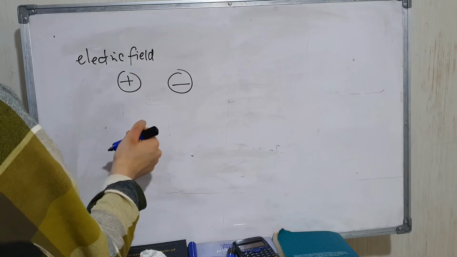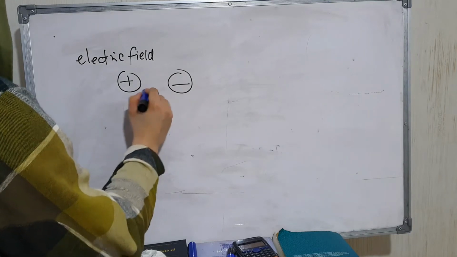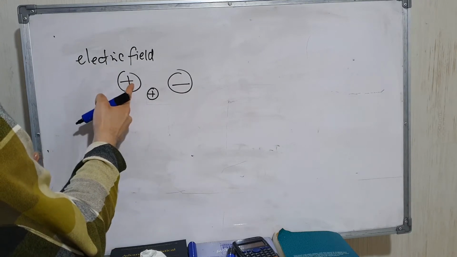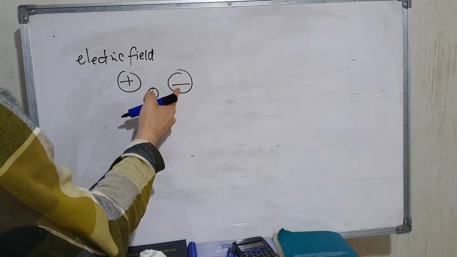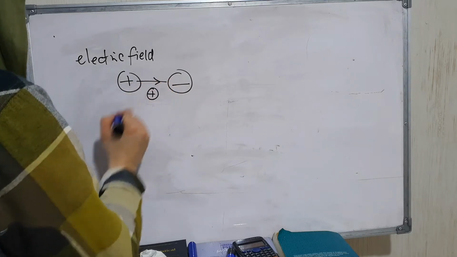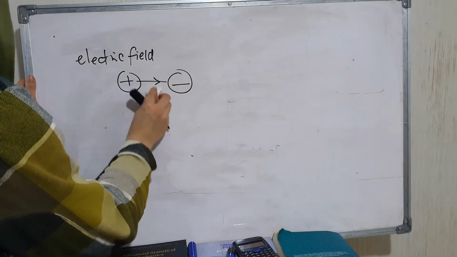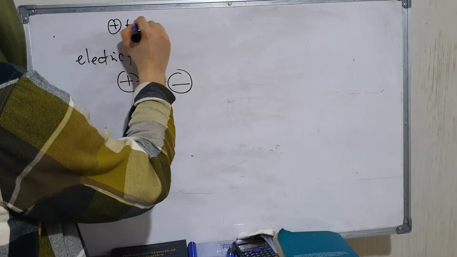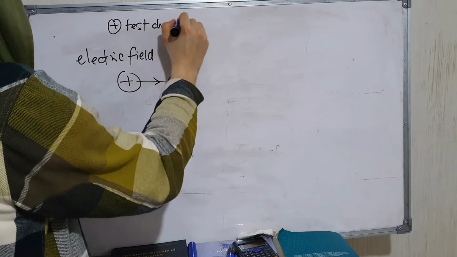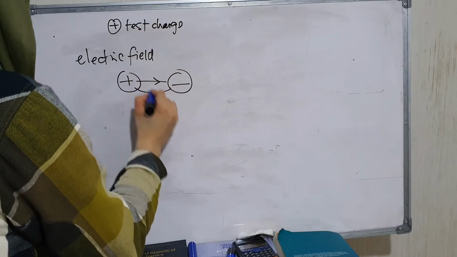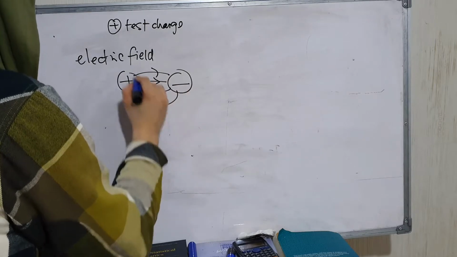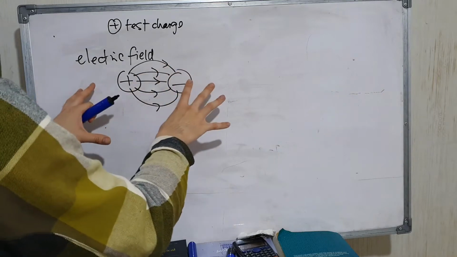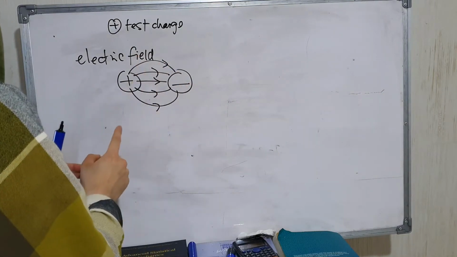What would happen if you were to put a positive test charge in the middle? So what would happen to this positive test charge? It will be repelled by this positive charge and it will be attracted to the negative. So it would go to the right. So that is the direction of the electric field. That's how you remember it. You need a positive test charge, so you will have an electric field. If you have two separate charges, it will have an electric field.